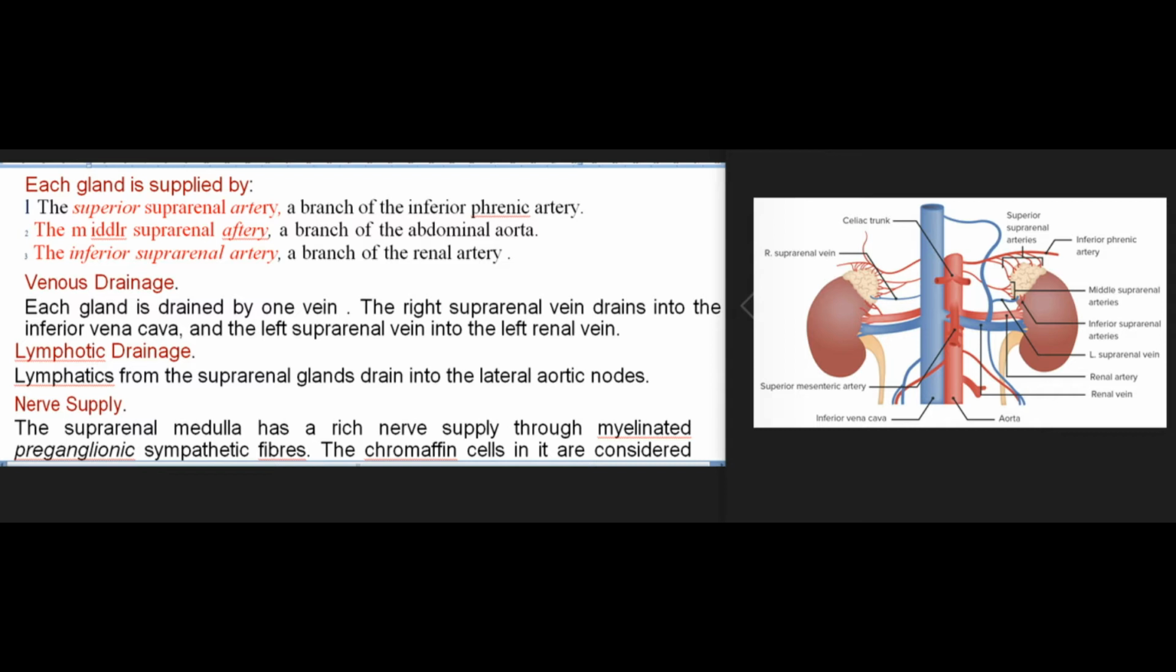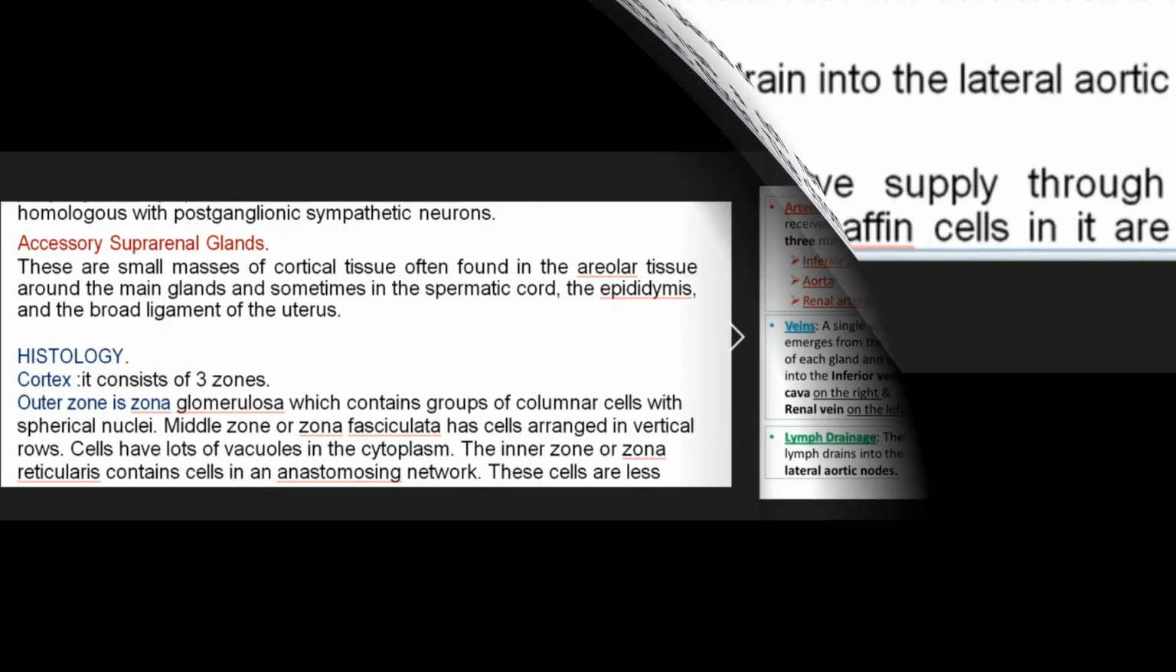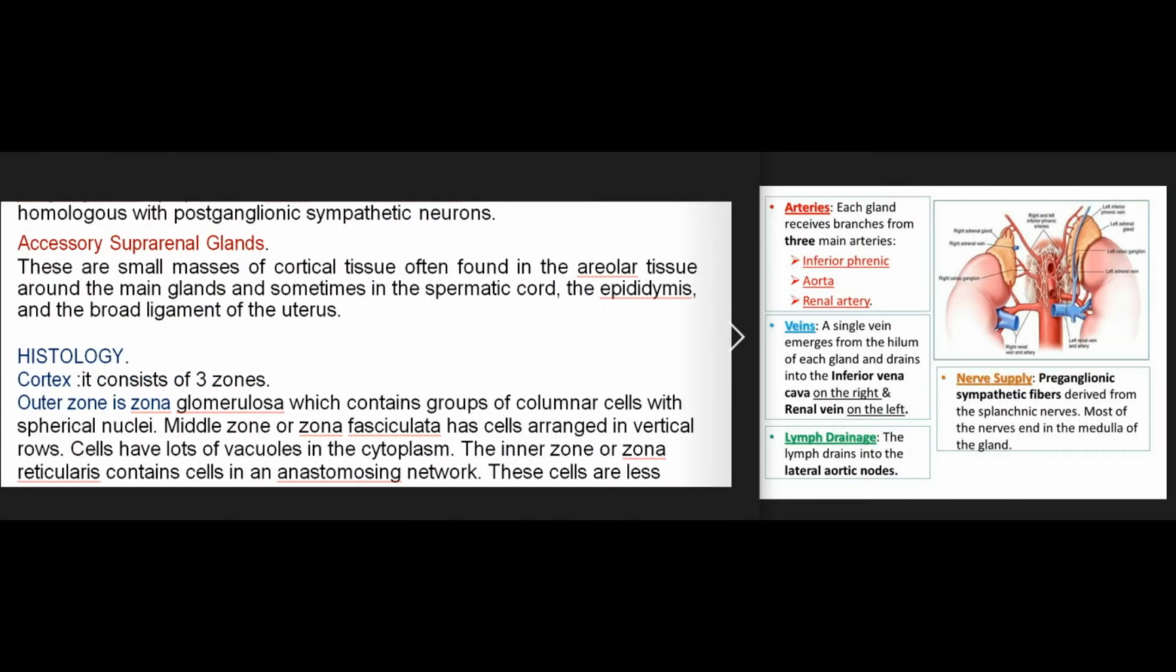Nerve supply. The suprarenal medulla has a rich nerve supply through myelinated preganglionic sympathetic fibers. The chromaffin cells in it are considered homologous with postganglionic sympathetic neurons.